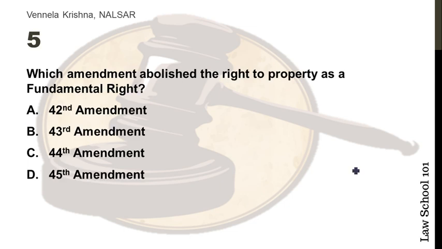Which amendment abolished the right to property as the fundamental right? The answer is the 44th Amendment. One other important amendment apart from the 42nd Amendment is the 44th Amendment of 1978, which removed the right to property as a fundamental right. So earlier there were 7 fundamental rights, including the right to property. However, after its removal, there are now 6.